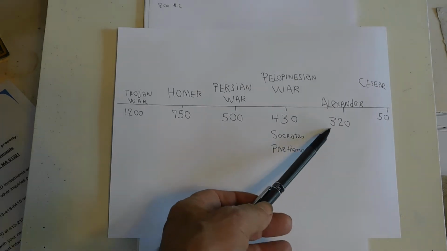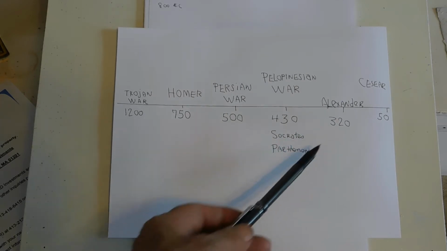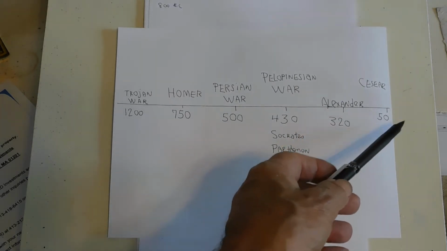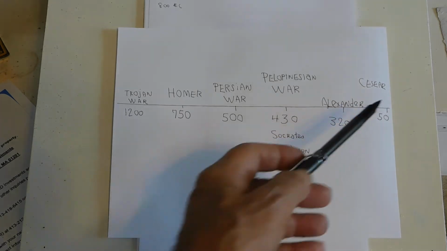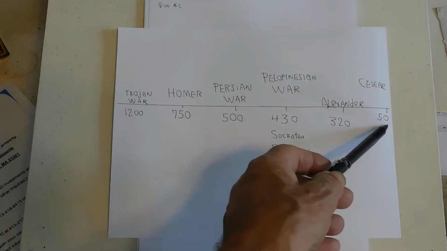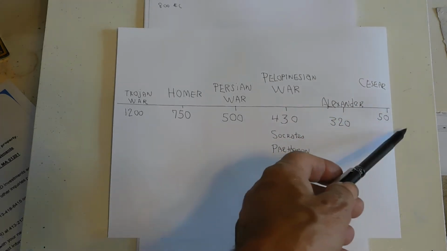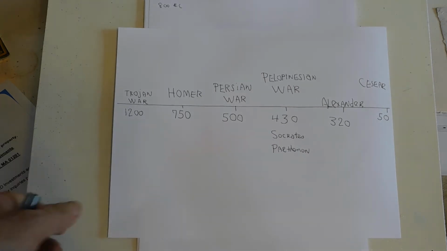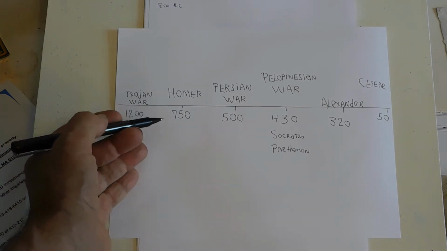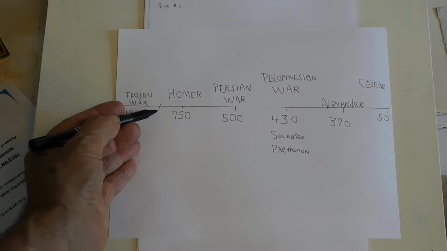In 320 is the age of Alexander, and then 50 years before Christ comes Caesar and the beginning of the Roman Empire, not the Roman Republic. So let's go to around 800 BC.